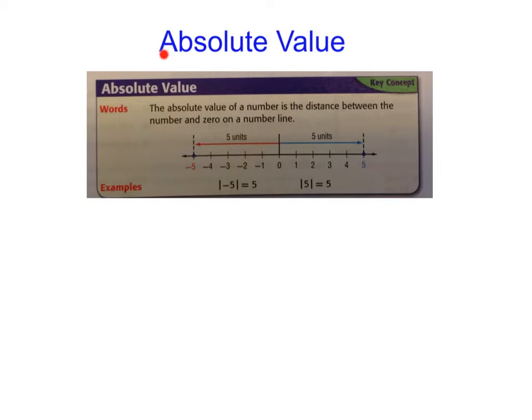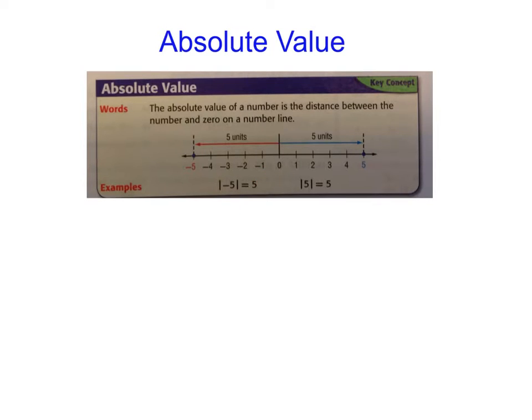Today we're going to be talking about absolute value. An absolute value is how far a number is away from 0. So if we take a look at negative 5 on this number line, it is 1, 2, 3, 4, 5 units or 5 numbers away from 0. To write that, we write these up and down lines. That means the absolute value. So the absolute value of negative 5 is 5 because it takes 5 units from negative 5 to get to 0.